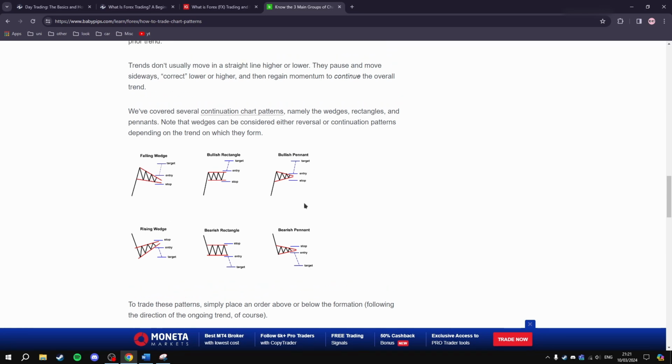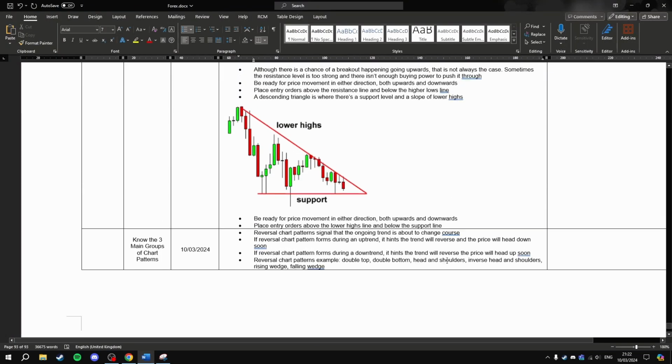With the pennants, so we place our bullish pennant, we place our entry order above the, what do they call it?